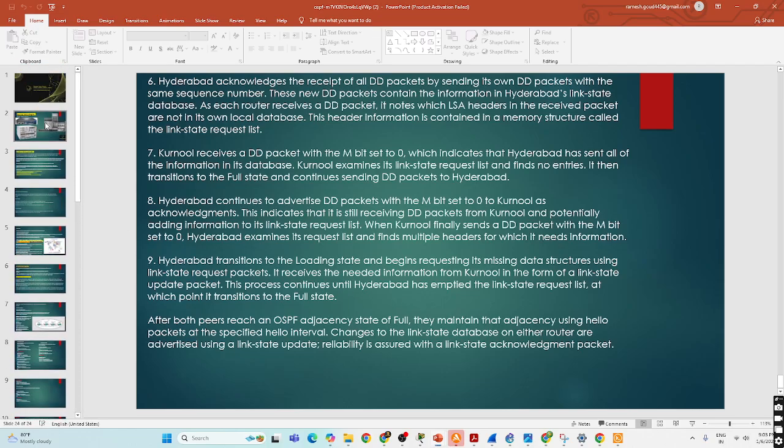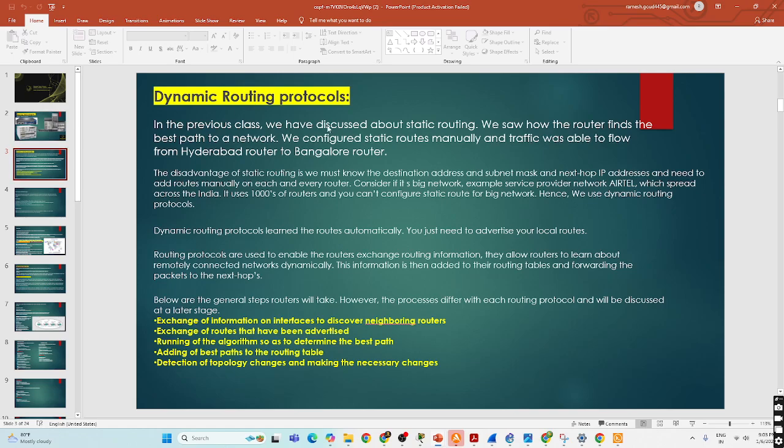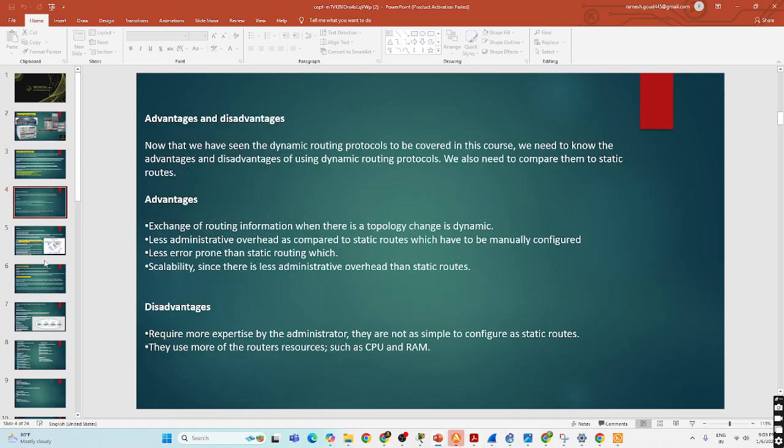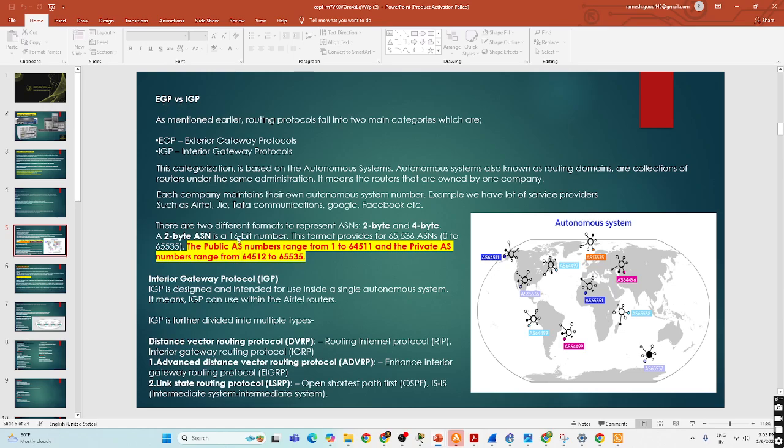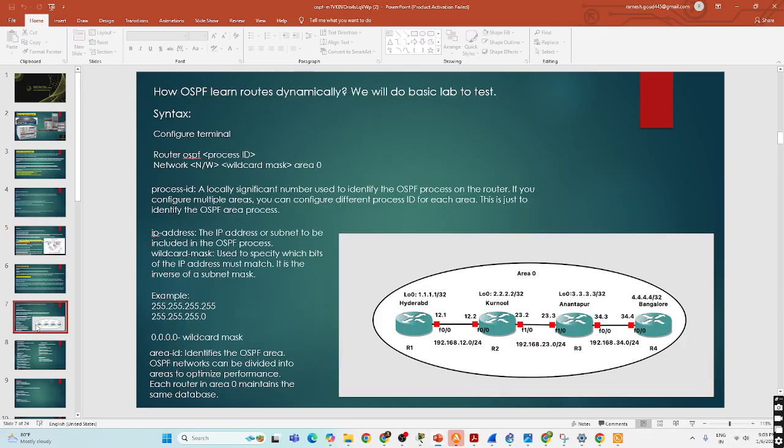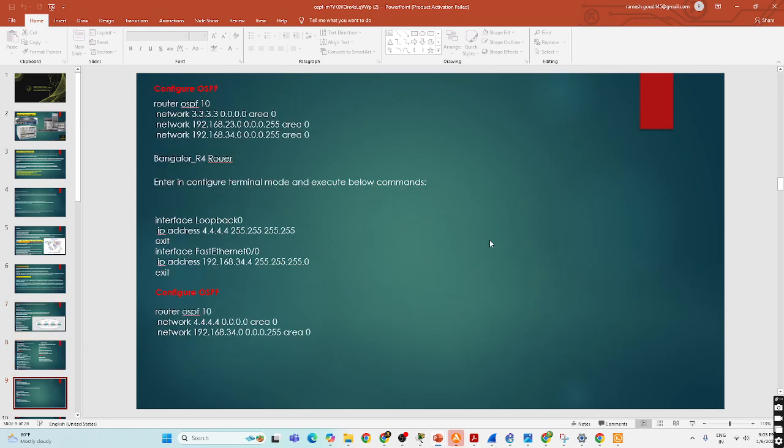Okay. What is this? And how exactly does it work? What are the dynamic routing protocols based on, EGP and IGP? In IGP, I have discussed OSPF and the multi-area configuration. You can just verify this.